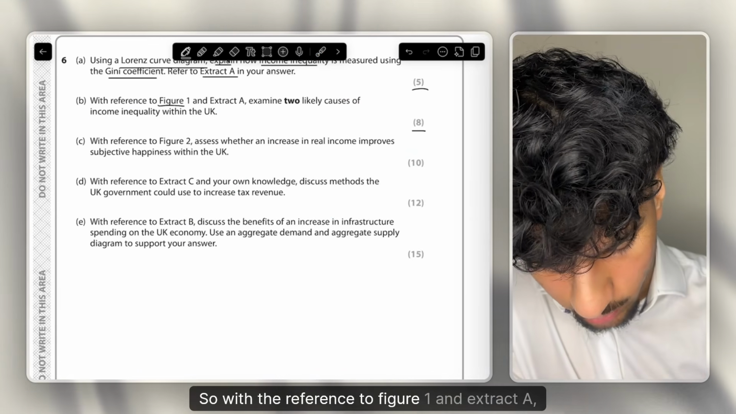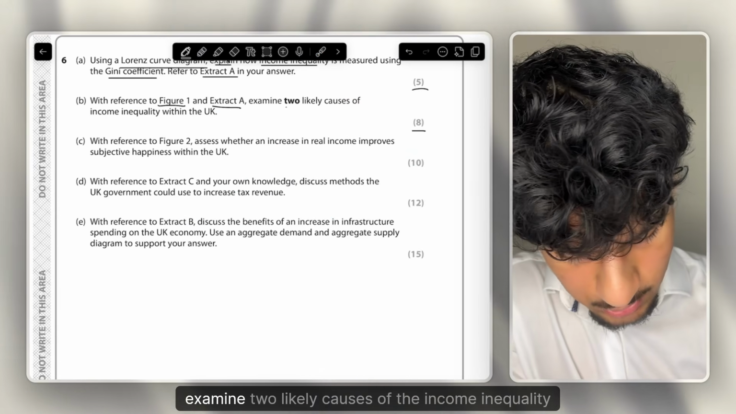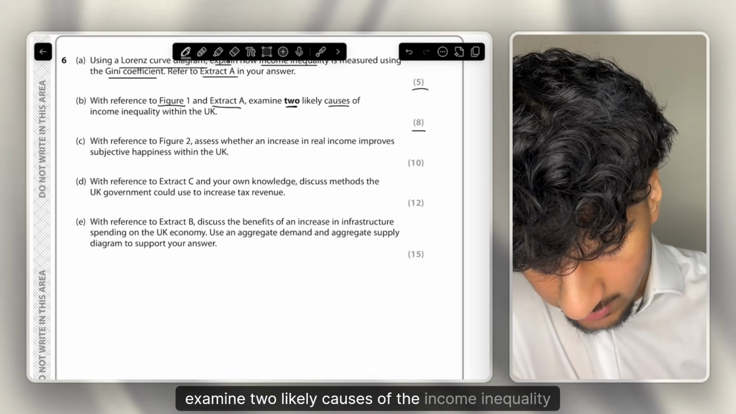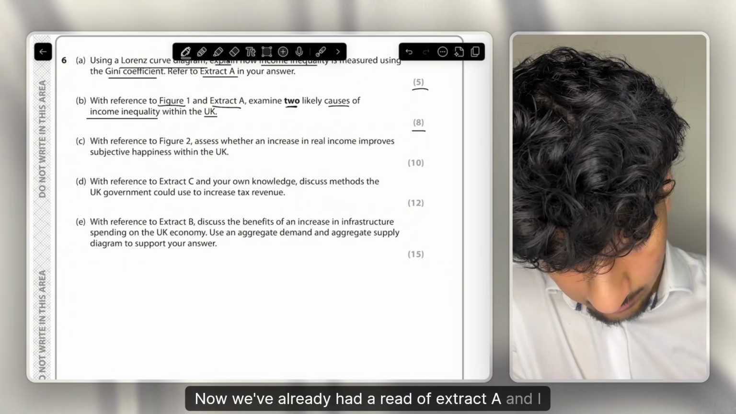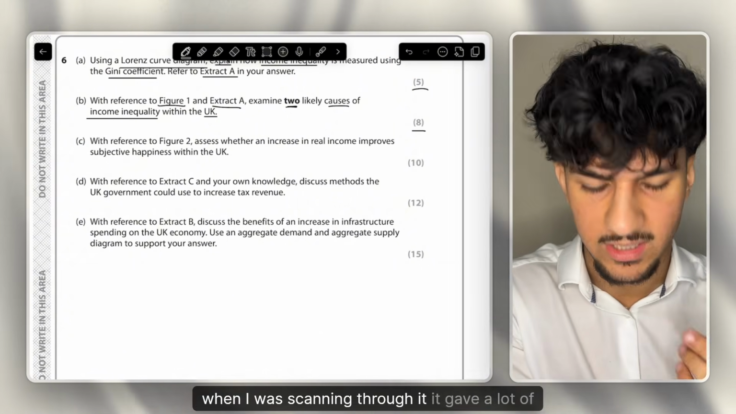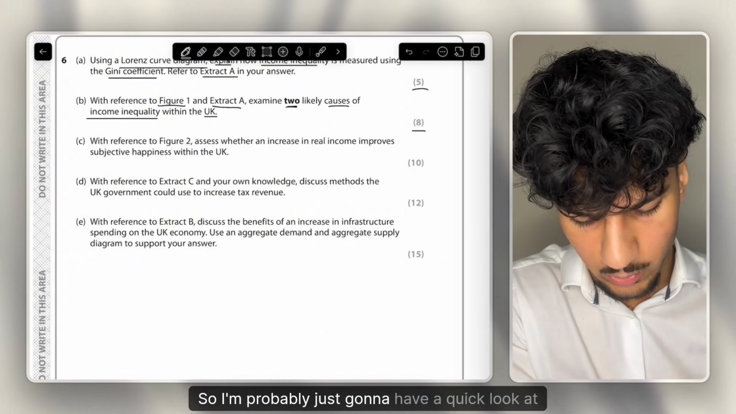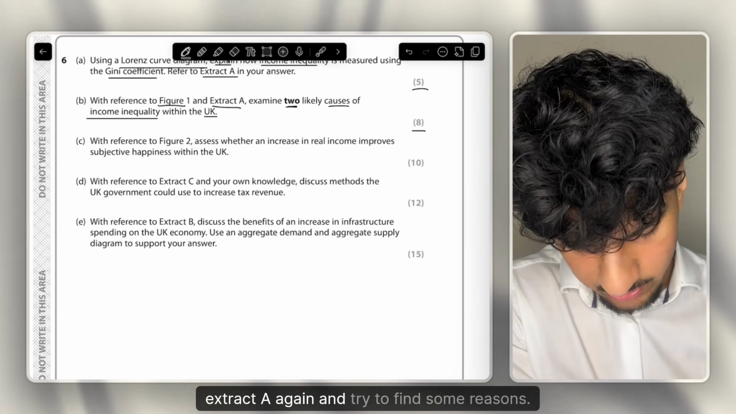8-mark question. With reference to figure 1 and extract A, examine two likely causes of the income inequality within the UK. Now, we've already had a read of extract A, and I believe when I was scanning through it, it gave a lot of the reasons, so I'm probably just going to have a quick look at extract A again and try to find some reasons.